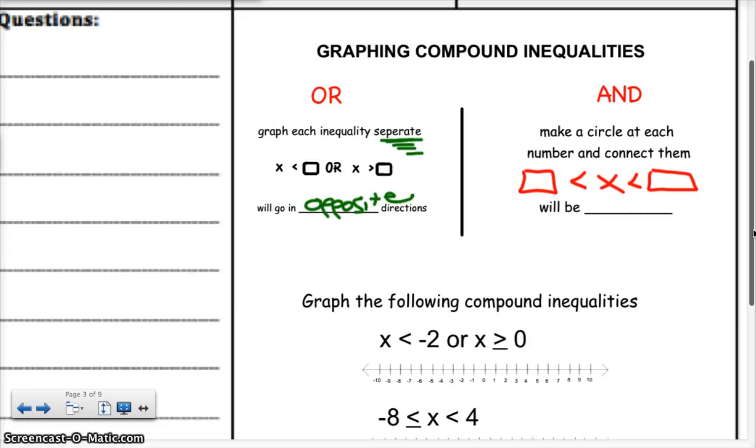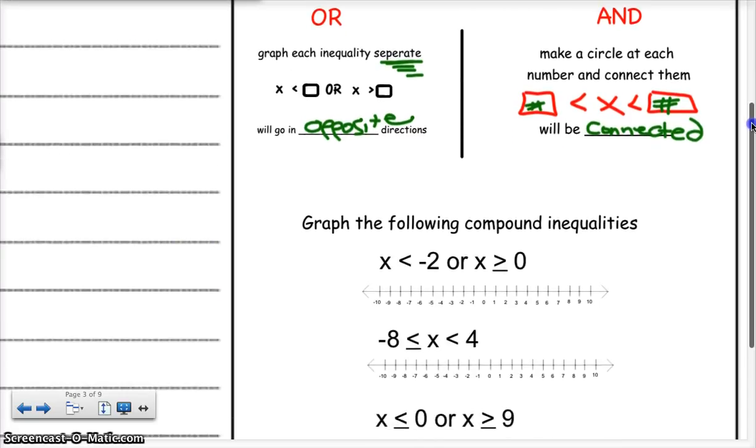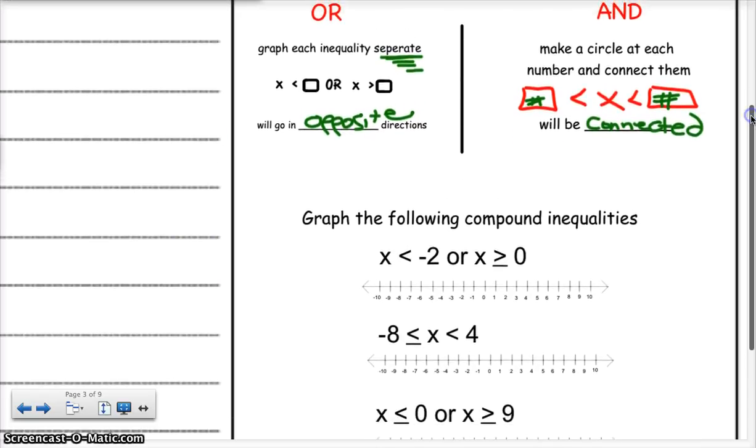And for an and statement, you're going to make a circle at each of the numbers and connect them. X is always in the middle, so you have some number is less than X, which is less than another number. X is in the middle, and it will be connected. Now let me show you. You've never seen something like this before, so I just want to show you how I do it. I'm going to graph this first one. I'll call it A.